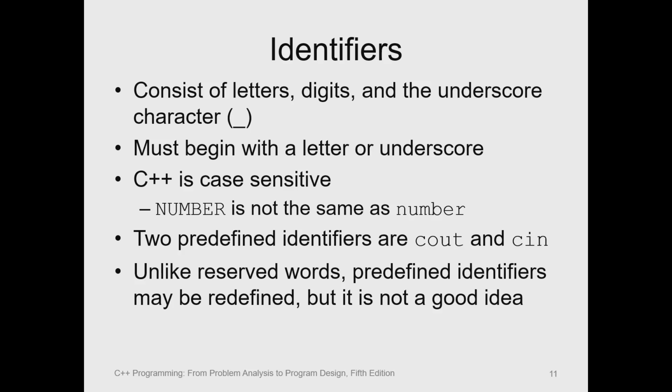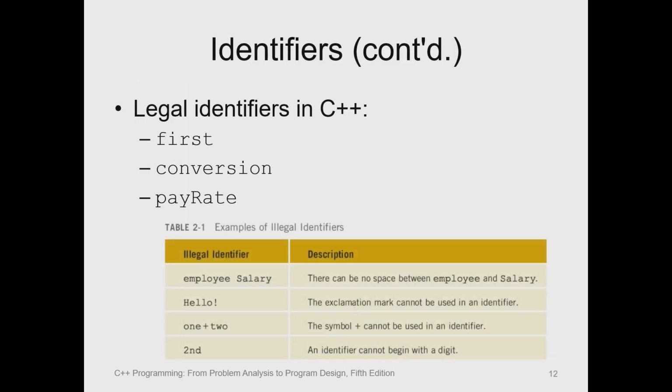Here are some legal identifiers that you may use in C++. First, conversion, pay rate. The following table has examples of illegal identifiers. Employee salary, meaning you may not use a space between employee and salary. You should use either an underscore or camel casing, such as payRate. So you may put the words employee and salary together as one, and the first character of the second word must be a capital letter.